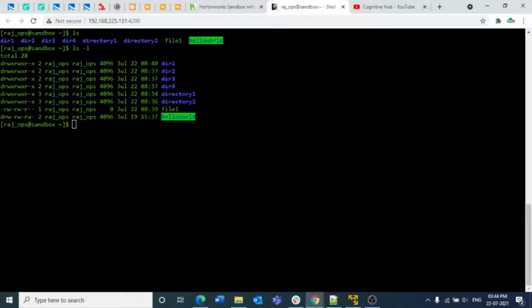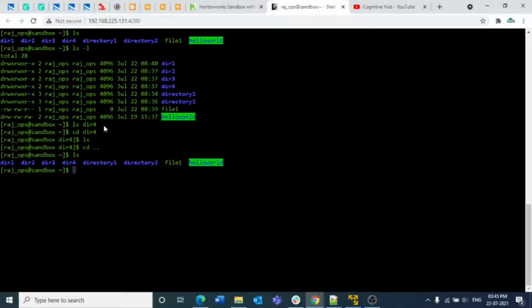Suppose I explain it with respect to directory 4 here. If you run ls and look at directory 4, it is a directory, so it won't have any contents inside. Sorry, cd into directory 4 and run ls, and it doesn't have any data inside. That is not a big deal. If you observe directory 4, we have all permissions for user and group, but we have only read and execute permissions for owner, and we don't have any write permissions for owner.